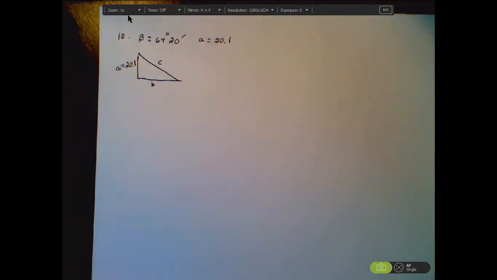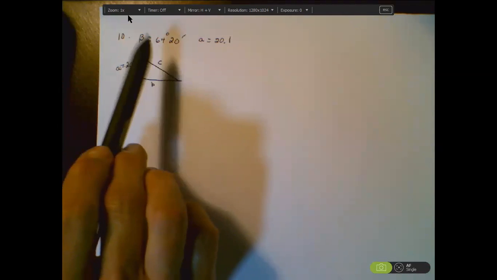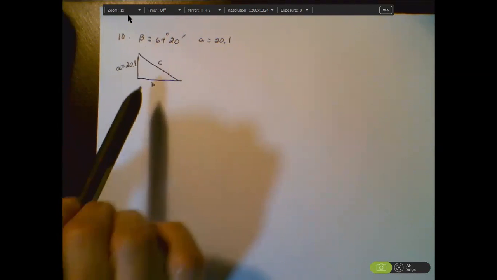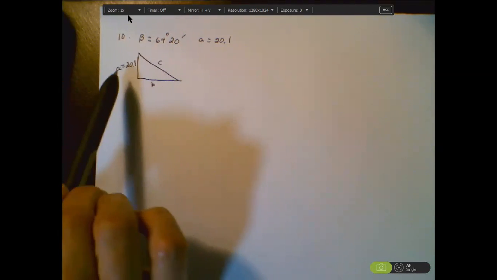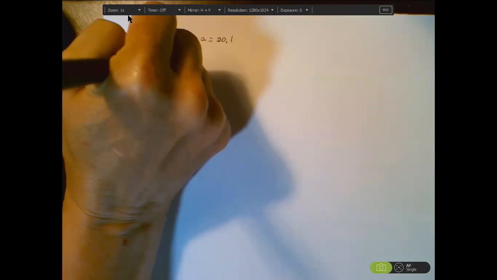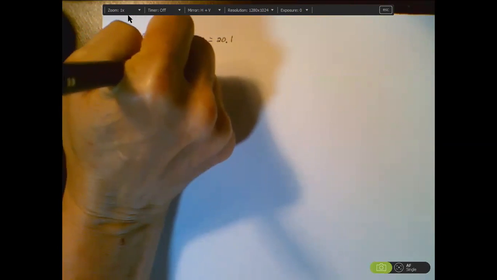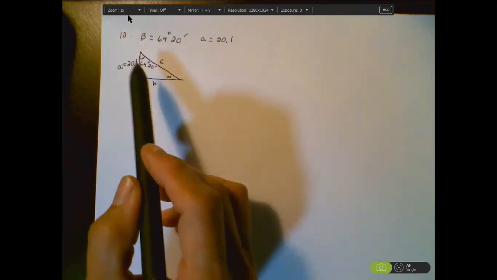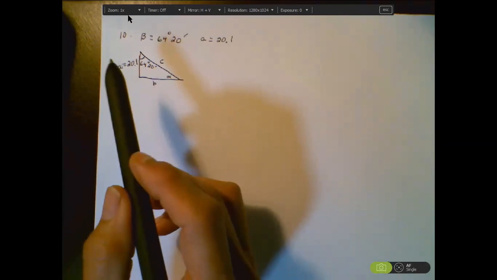It'd be the bottom. You missed the very first minute of the Zoom, but beta has to be the angle opposite B, and alpha has to be the angle opposite A. So this is alpha, and this is my 64 degrees, 20 minutes. Okay. So the two things I'm given are A and beta. Which one of my three missing things would it be easiest to find first?